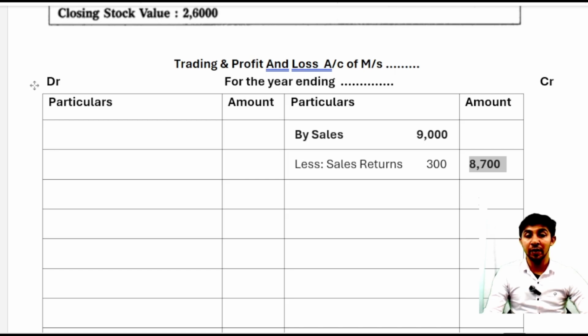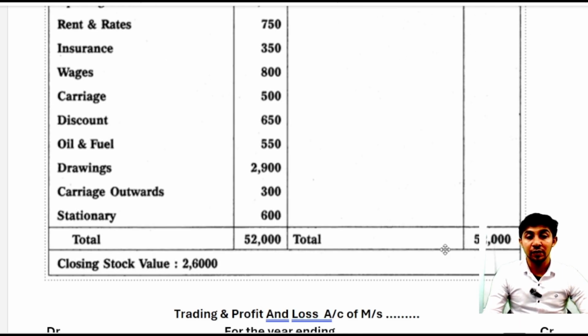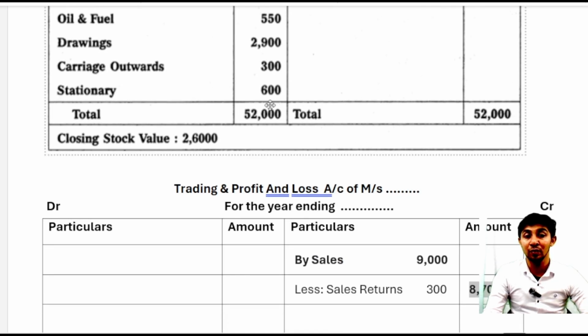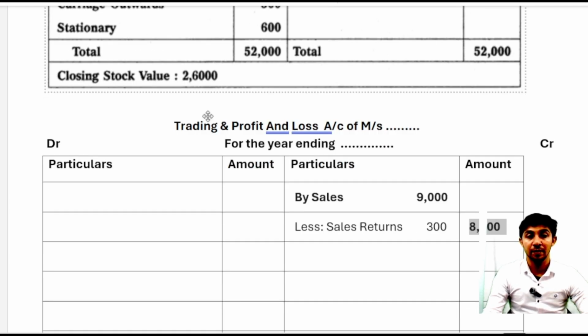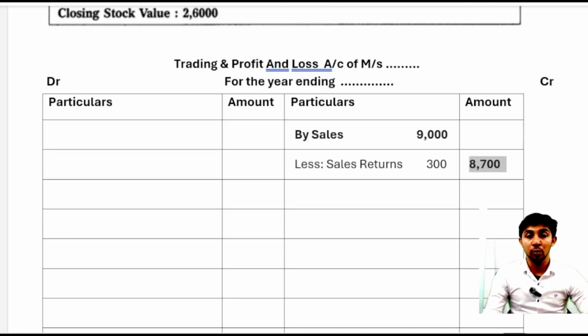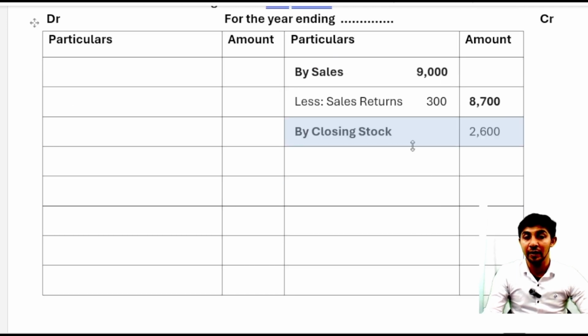Now the last item of the trading account credit side is closing stock. We'll search for the closing stock. Closing stock is below our trial balance in the question. That is 2,600. It is not 26,000. It is 2,600. So directly we'll move towards the credit side and write closing stock 2,600. With this we have completed the credit side of the trading account.